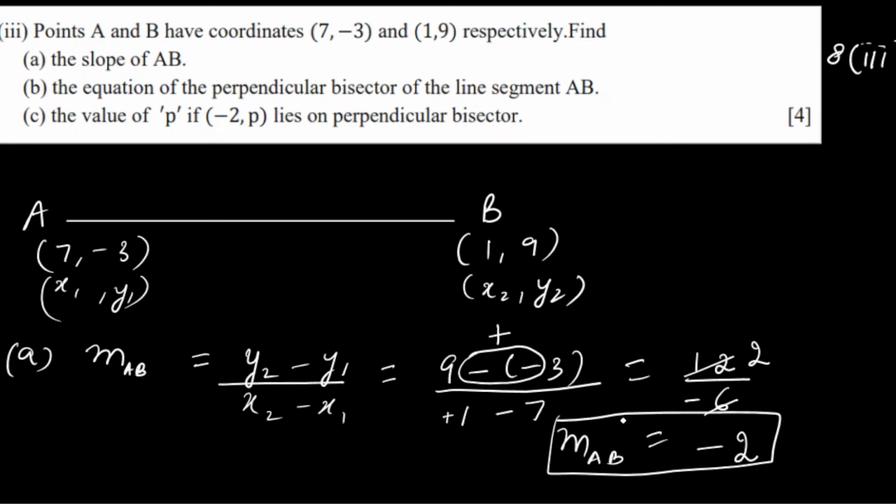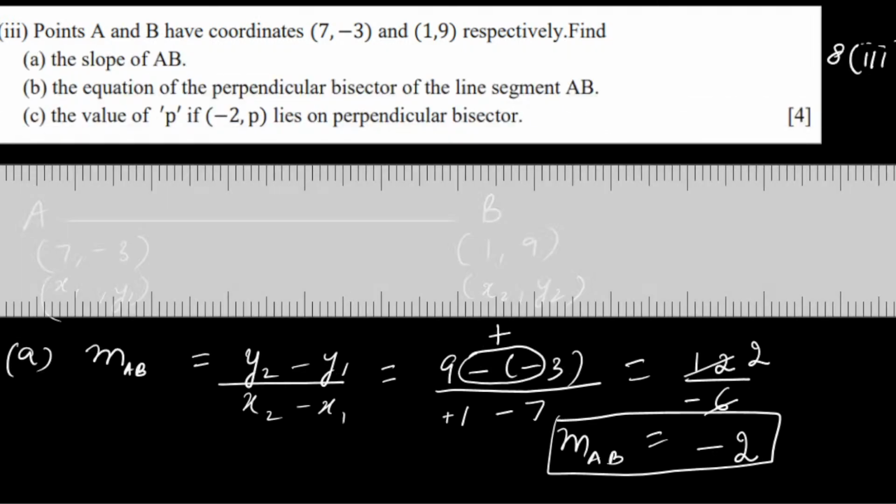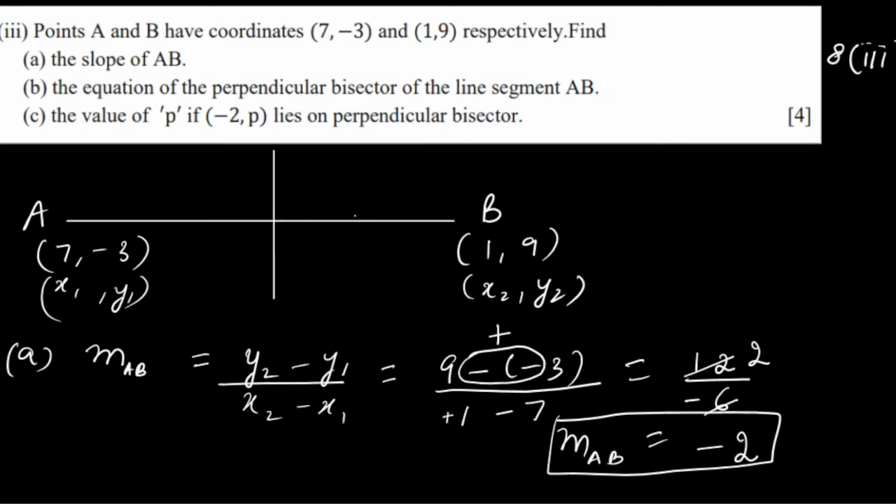So correctly you people have found, Navya, Jayashree and Nikita and Likita. Very good. So now we have to find the equation of the perpendicular bisector of line segment AB. Perpendicular bisector means we have to find the equation of that line which is making an angle of 90 degrees with line segment AB, and also it's dividing AB into two equal parts.